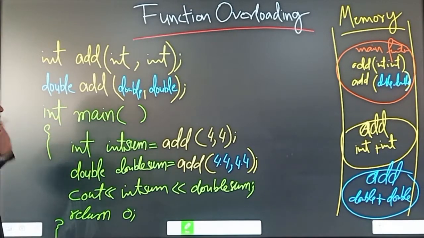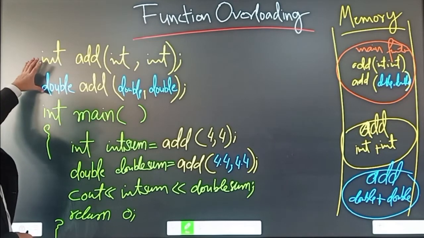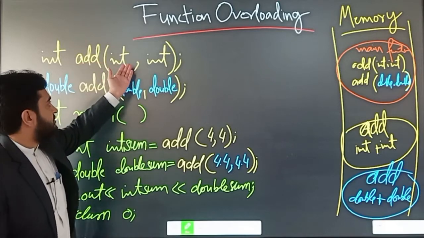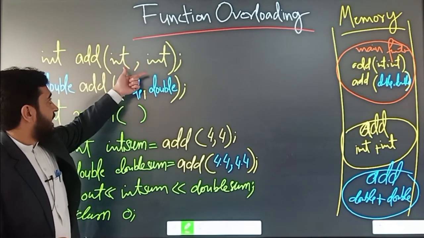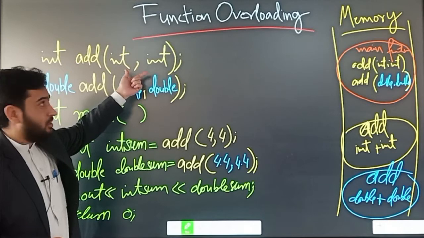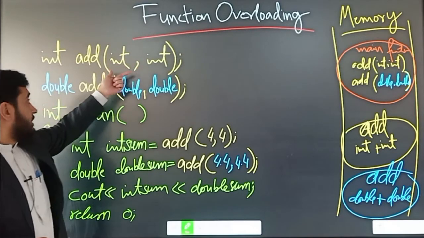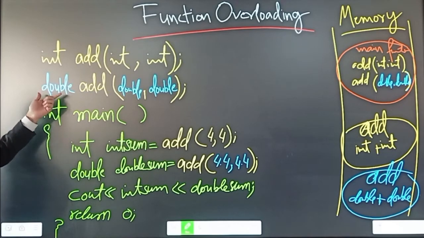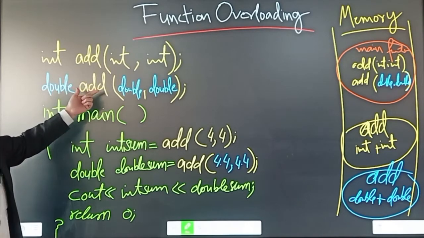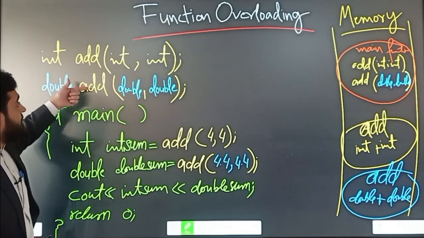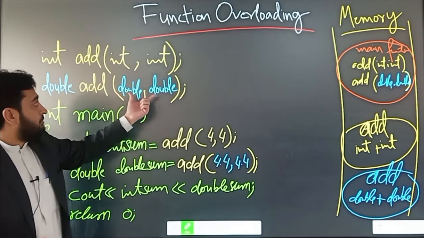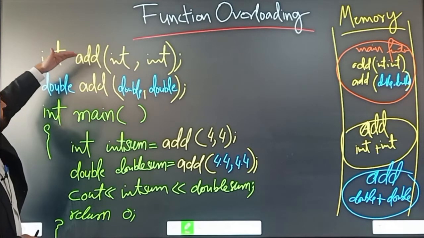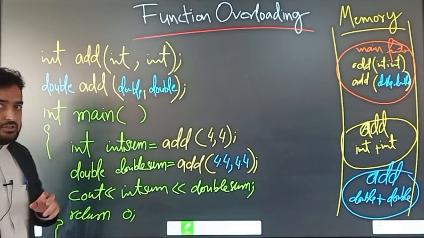So here you can see that we have two functions. One is an int add(int, int). So we have two parameters with integer types and the function name is add, while we have another function which has return type double, has the same name, add, while the parameter types are different, which is double, double. So we want these functions to add two numbers.